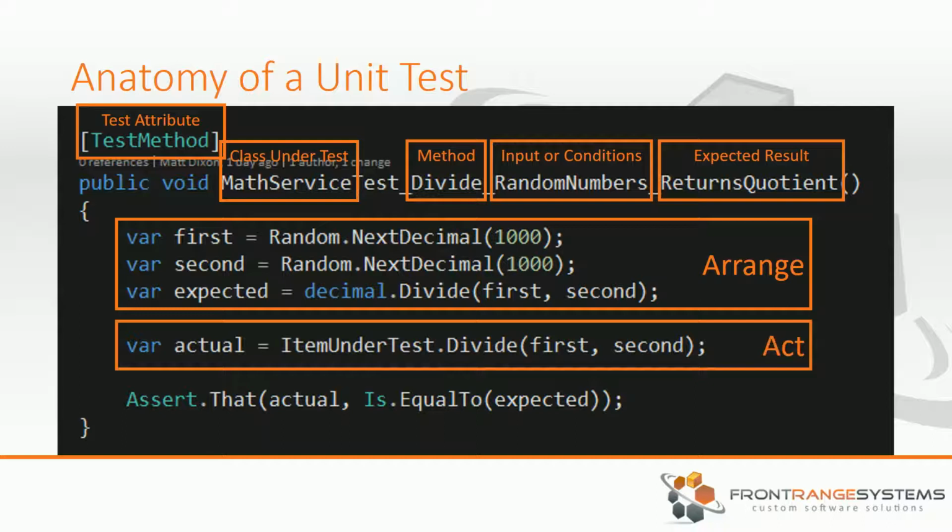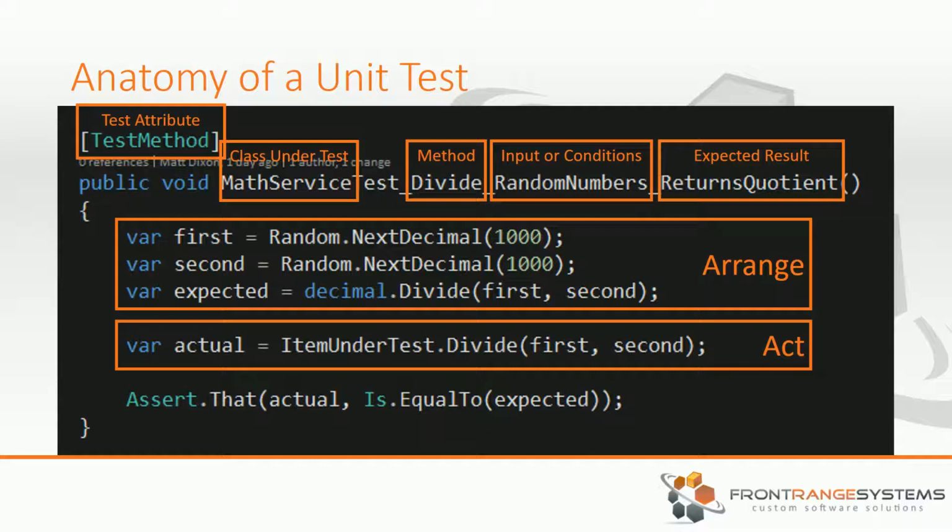Then the next A is Act. So we have var actual equals itemUnderTest.Divide, and we're passing in first and second as the parameters. This is what we're actually testing. So we're testing the Divide method in our itemUnderTest property.